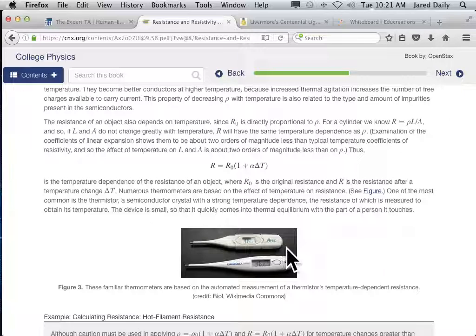And they know because they know what the resistor is made of. They know how much it will go down for different temperatures. So they can measure your temperature that way.